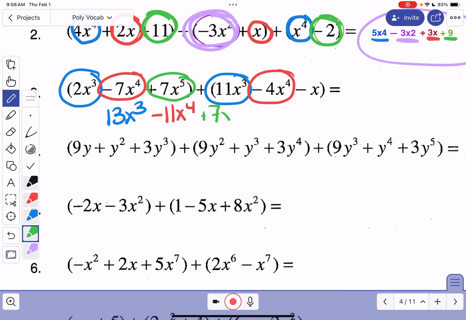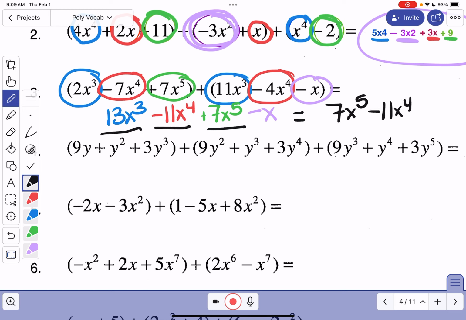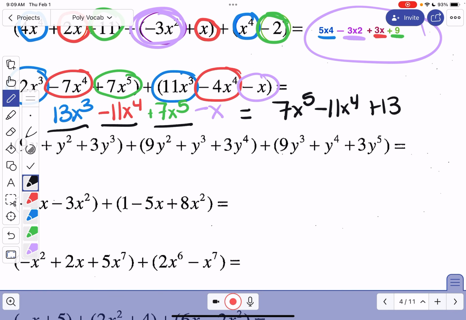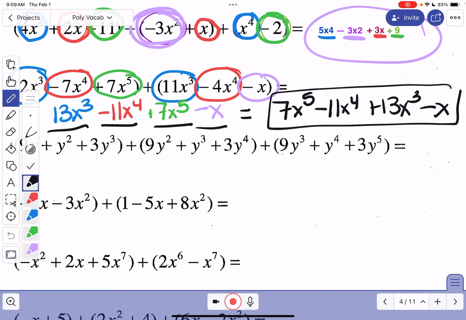That's the only one. And we have an x, so that's the only one. And now we want to put them in order greatest to least. So the 5th is first, then the 4th, then the 3rd, then just the x. So that would be our final answer.